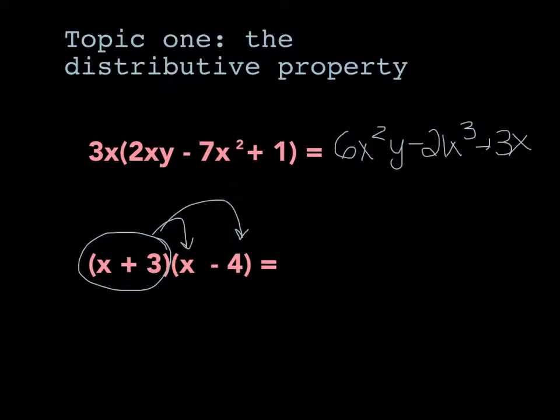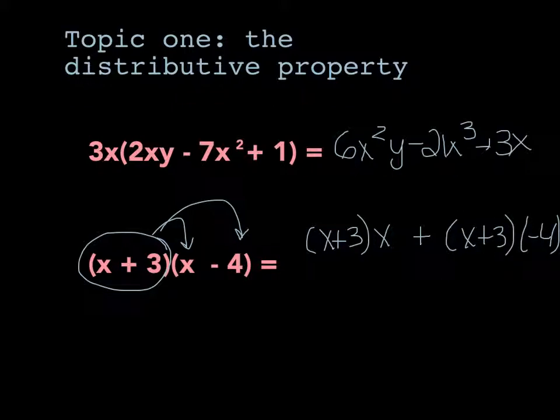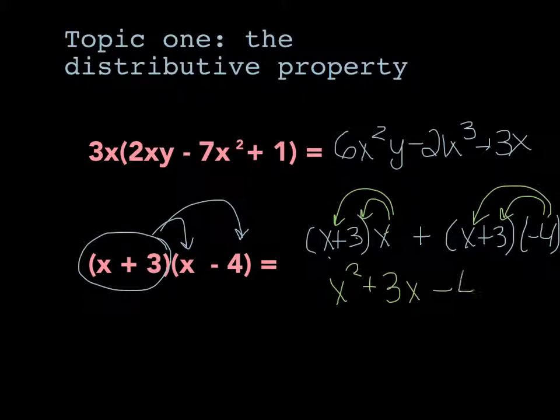So let's see that go now. I'll have x plus 3 times x, and then plus x plus 3 times negative 4. So now, if you can sort of see this, I'm going to be doing the distributive property again, though now from the other side. So x times x will be x squared, then x times 3, x plus 3x. And then I'm going to have a minus 4x and a minus 12.